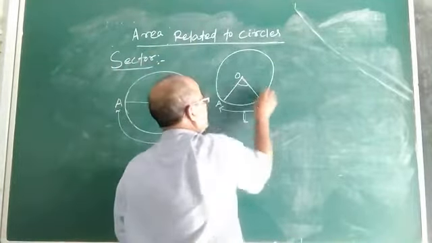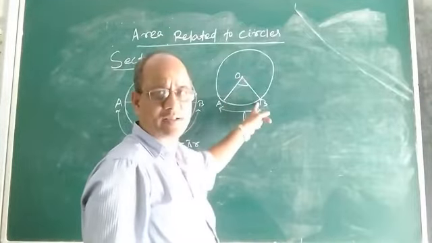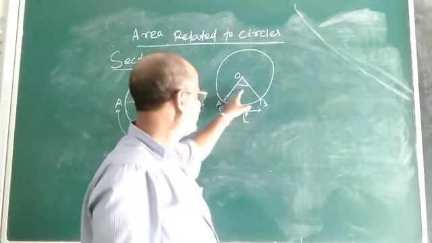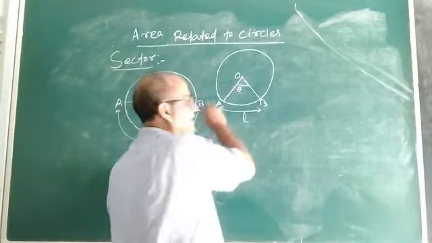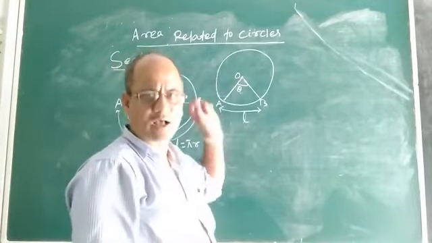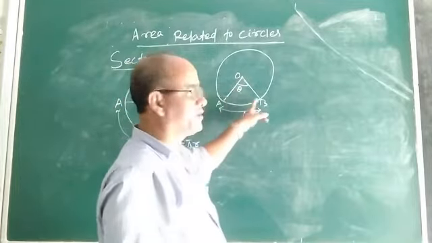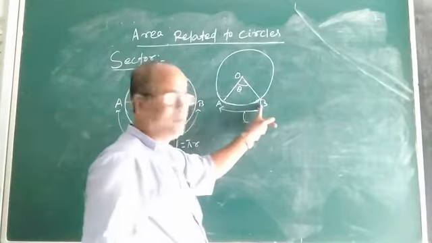Now see, suppose this is a circle, this is the center, OA is one radius, OB is another radius. Look at the two radii, OA and OB, they enclose an angle at the center. Suppose this angle is an acute angle, say theta. Let us denote the angle by theta. Theta is the angle between the two radii, and this is an arc AB.